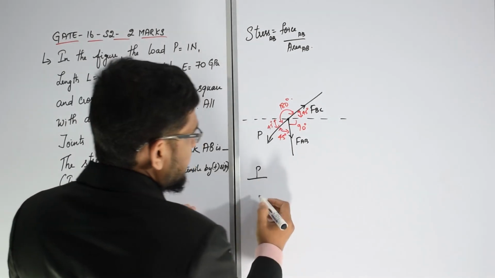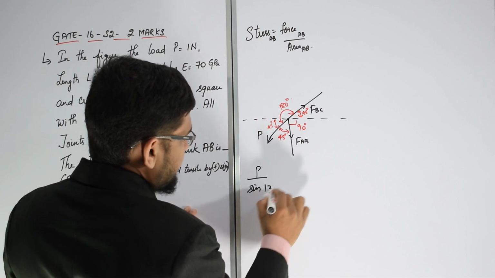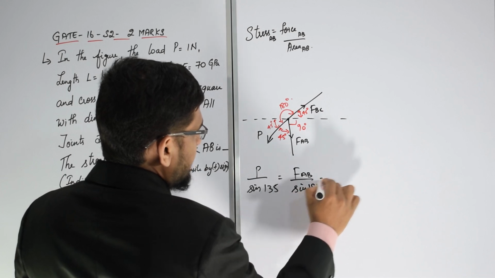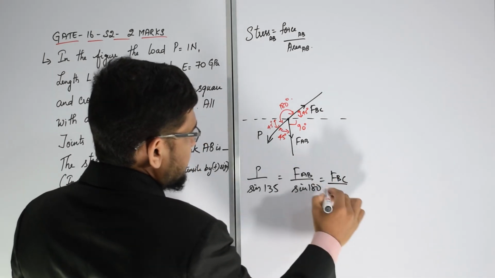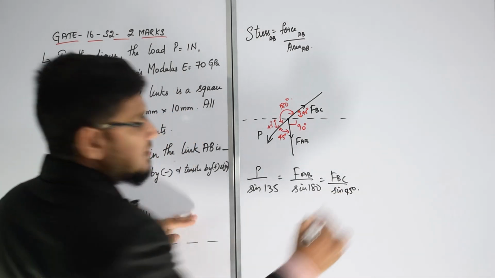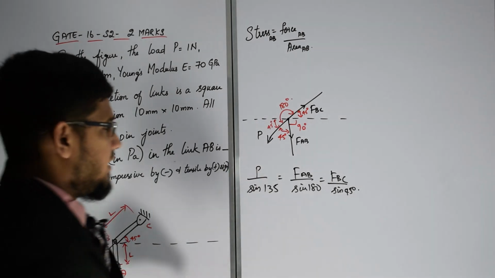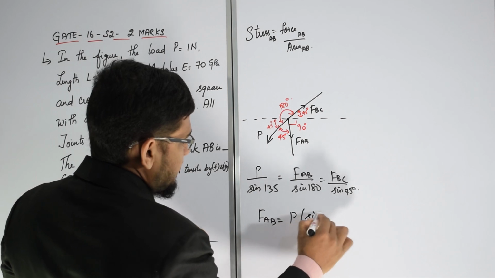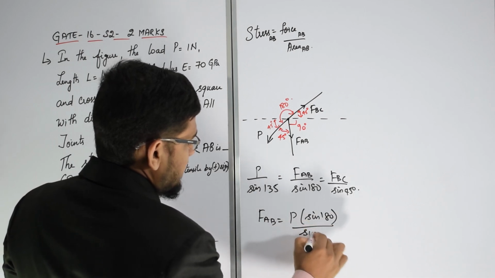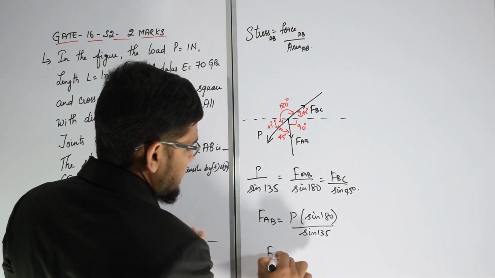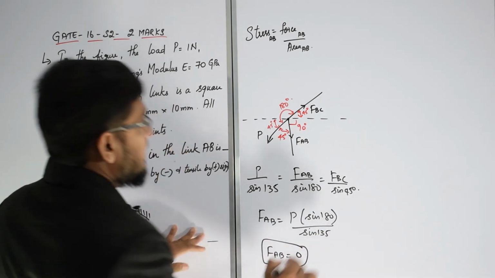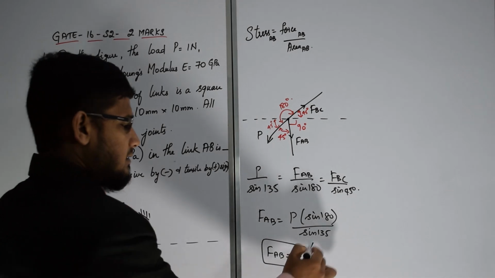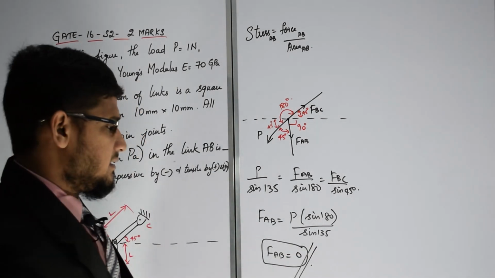So P divided by sin 135 equals F_AB divided by sin 180 equals F_BC divided by sin 45. What is required for us now? F_AB, which is the force on AB. So just solve: force on AB equals P sin 180 divided by sin 135. Obviously F_AB is going to be 0. As a result, stress is going to be 0. So the stress in pascals in the link AB is 0. See, it is as simple as that.